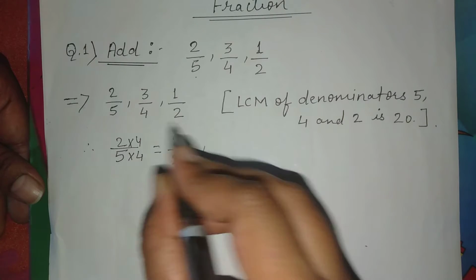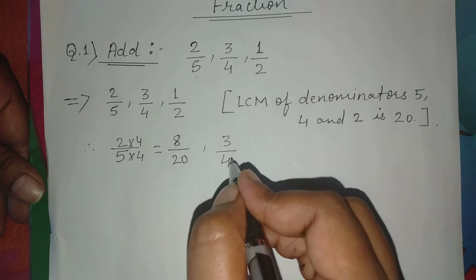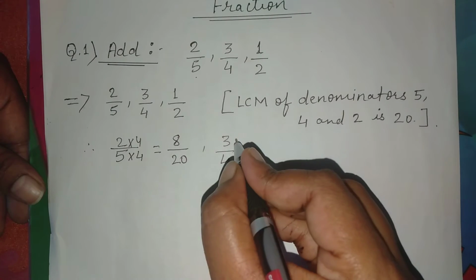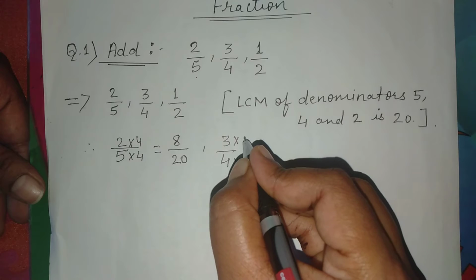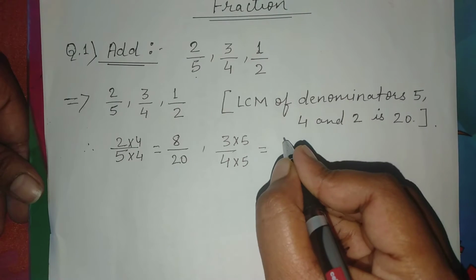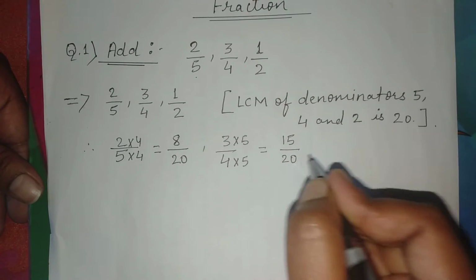Now we'll go to the second, 3 by 4. Same, we will check. 4 into 5 we will get 20. Okay. So same we will do. We will multiply the numerator by 5 and we will get 15. 5 threes are 15 by 20.